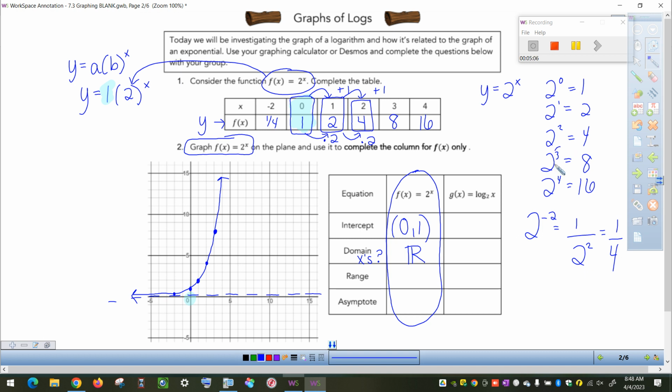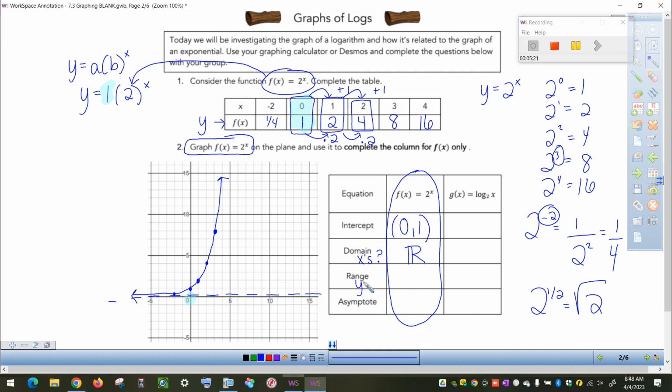You could plug a positive number in. You can plug a negative number in. You could even plug in a fraction. We talked about that at the start of class today. It's just going to turn it into some type of root, and that's all okay. So our domain is all real numbers.